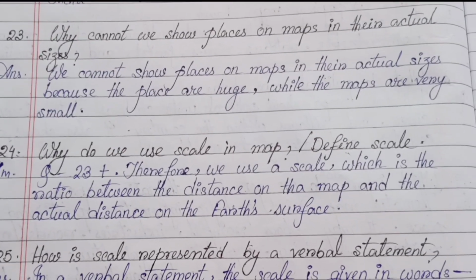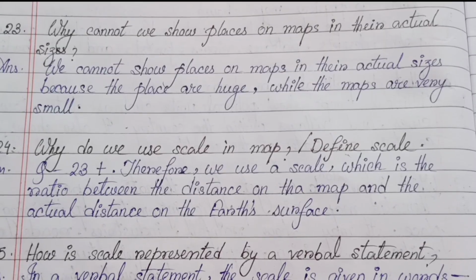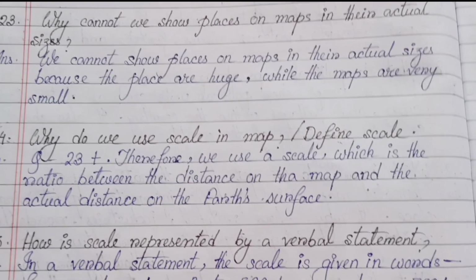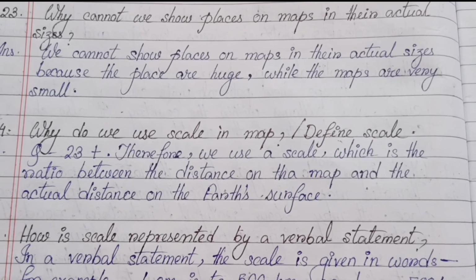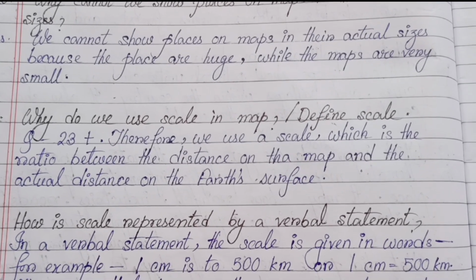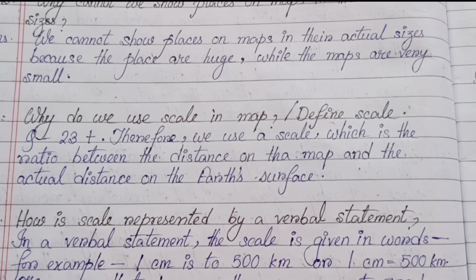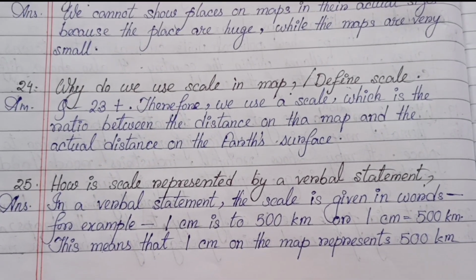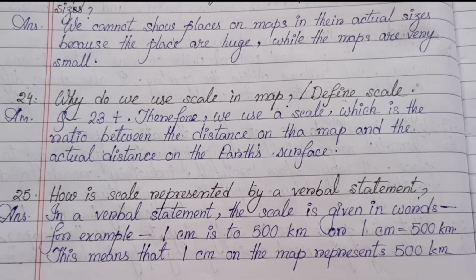Why cannot we show places on maps in their actual sizes? We cannot show places on maps in their actual sizes because the places are huge while the maps are very small. 24. Why do we use scale in maps or define scale?